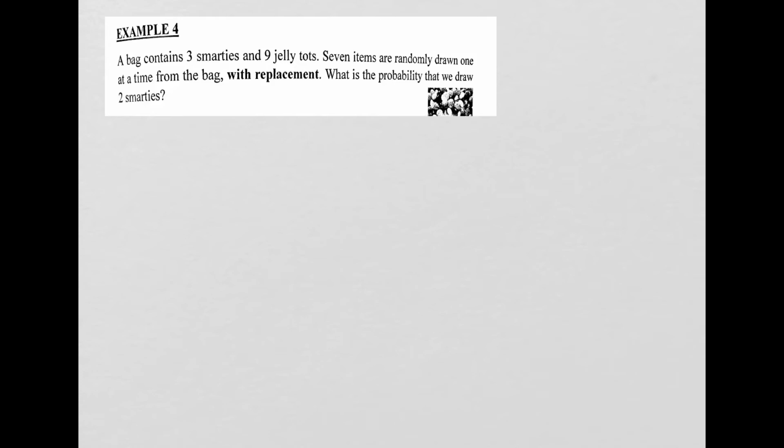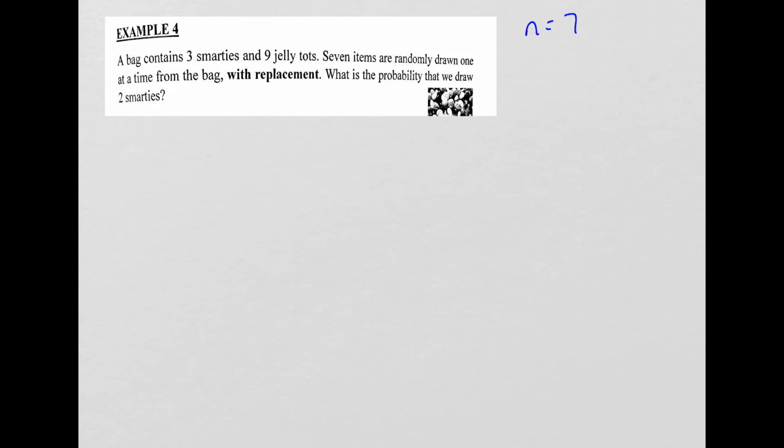Is this still binomial? Okay, so let's see. There are 2 outcomes, either Smarties or Jelly Tots. After each sweet is drawn, we replace it back. So it means the probabilities remain the same on every trial. You will see that the probabilities change with hypergeometric, but that's in another lesson. Right, so we're drawing 7 sweets. In other words, it's the same as saying that there are 7 trials, because after each sweet that we draw, we're putting it back. So the probabilities remain the same.